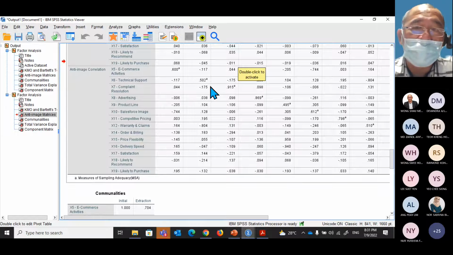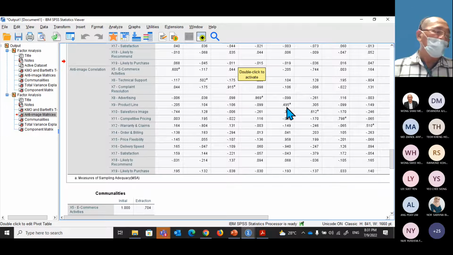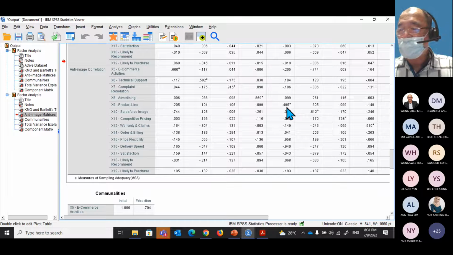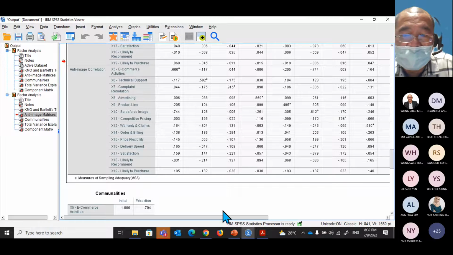Okay, 0.6 here is also more than 0.5. 915, 869, this was not good. Yeah, 495. Okay, 495. So now 495 is the smallest value. Okay, 510. Okay, now 495.